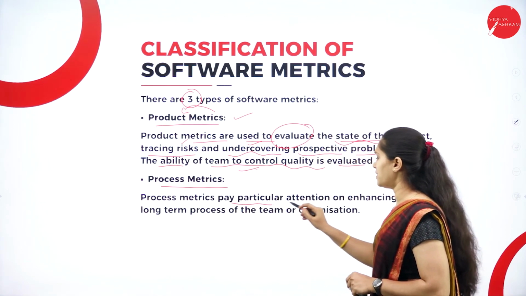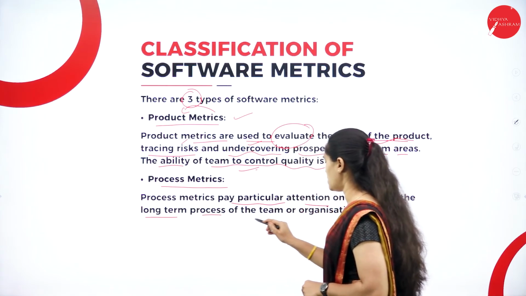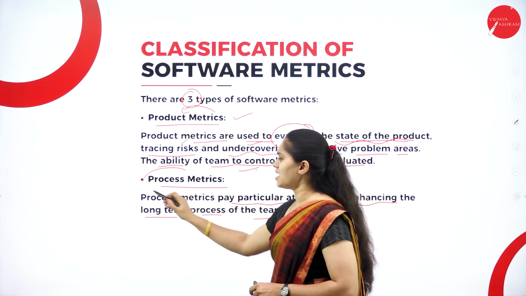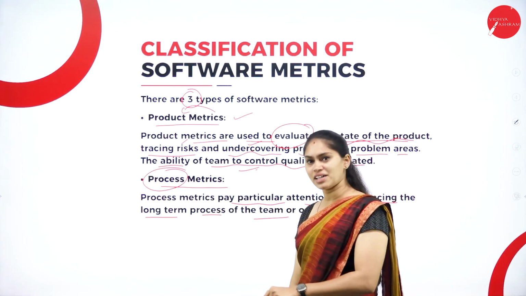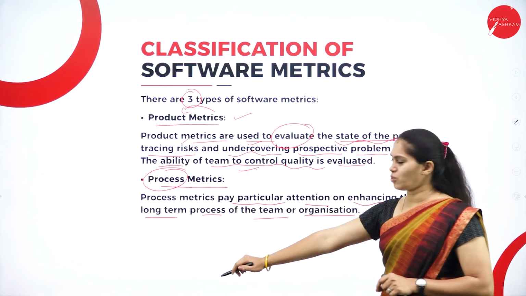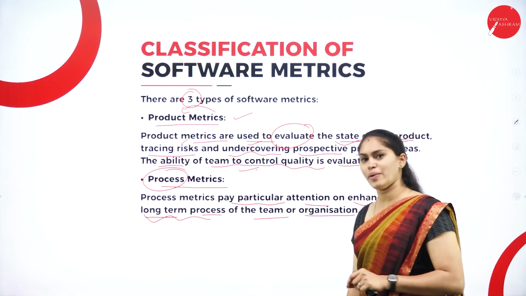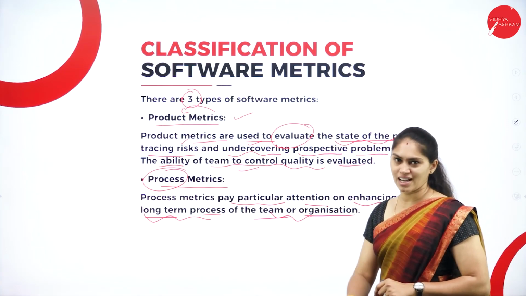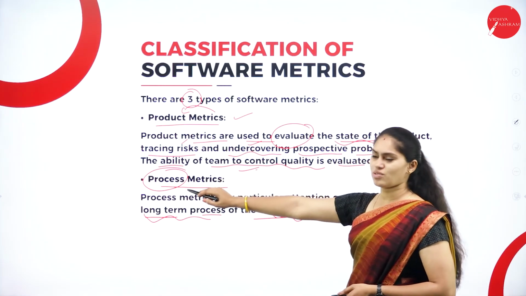So what about process metrics? These pay particular attention to enhancing the long-term process of a team or organization. Process means a set of activities. If I am performing that sequence of activities, how much time will it take, whether it is a long-term or short-term process, and whether it requires a single developer, a team, or an organization. So that is regarding process metrics, product as well as process.